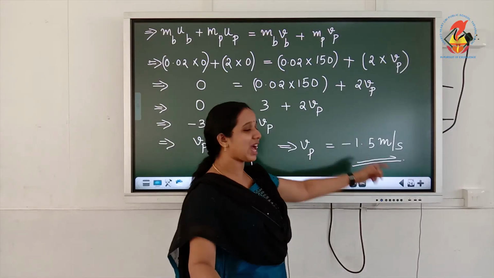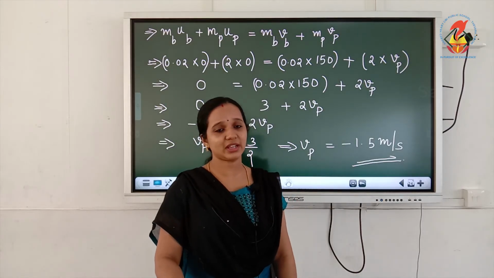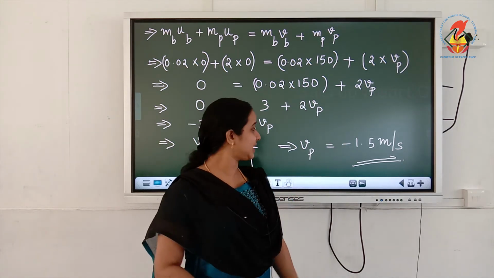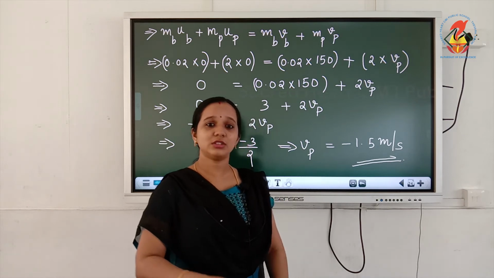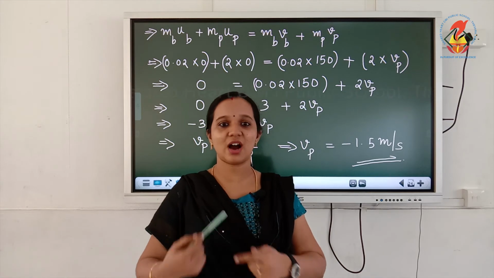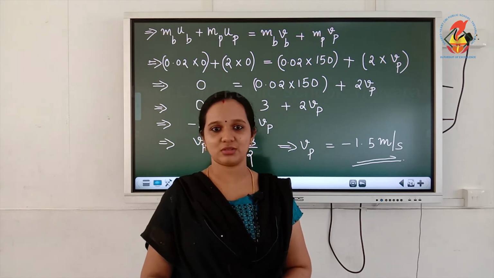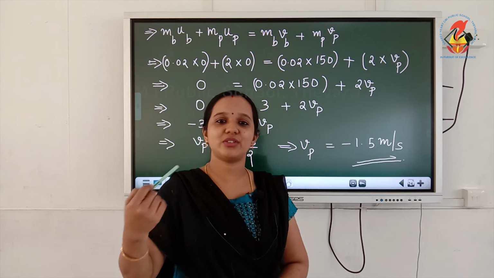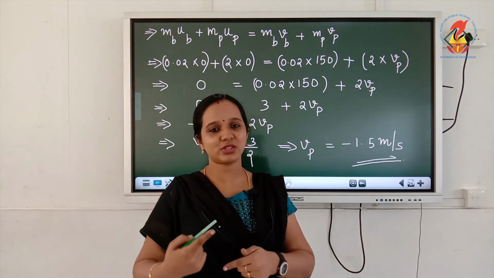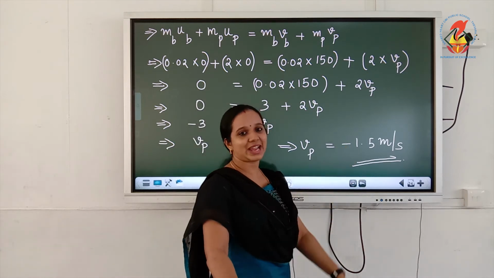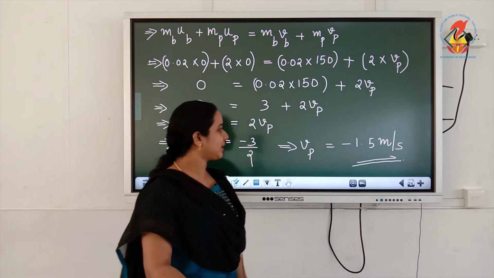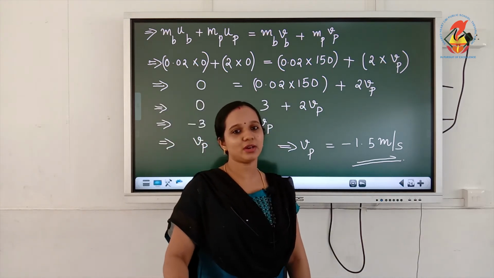Again, in the answer, we have a negative sign. What does this negative sign indicate? The negative sign shows that the motion of the bullet and the motion of the pistol are in opposite direction. The motion of the bullet is forward and the recoiling of the pistol is in the backward direction. So, to show that opposing direction, we have a negative sign in the answer. So, the answer is VP is equal to minus 1.5 meter per second.